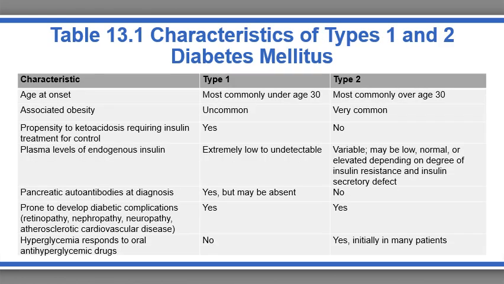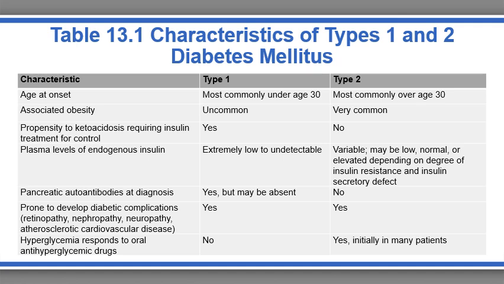So, a really handy chart from your book. Again, we covered this in the pathology section, but as a quick review, you see the difference between type 1 and type 2 diabetes. Some important things to look at: age of onset, associated obesity, the propensity to ketoacidosis, requiring insulin for treatment for control, and plasma levels of endogenous insulin.